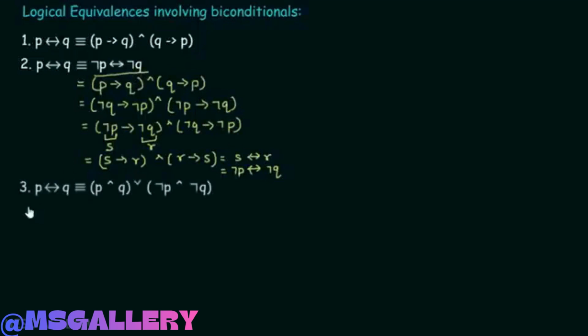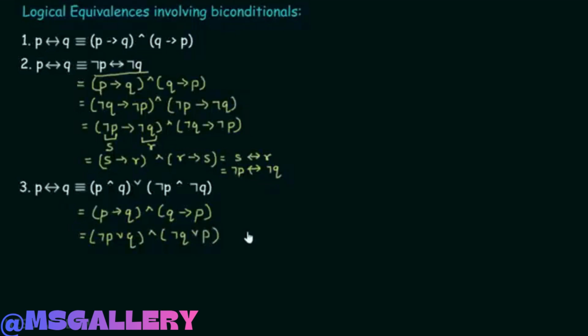Now let's consider the third logical equivalence. P biconditional operator Q is equivalent to P and Q or not P and not Q. Now this is also very simple to prove. As P biconditional operator Q is equivalent to P implies Q and Q implies P. Now we can write P implies Q as not of P or Q and Q implies P as not of Q or P.